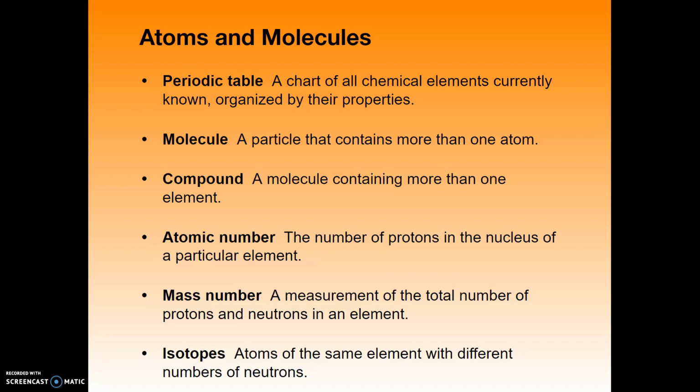Isotopes. Now, these are important. These are atoms of the exact same element. However, they have different masses. They may weigh more, they may weigh less, and that's based on the fact that they may have more or fewer neutrons in their nucleus.